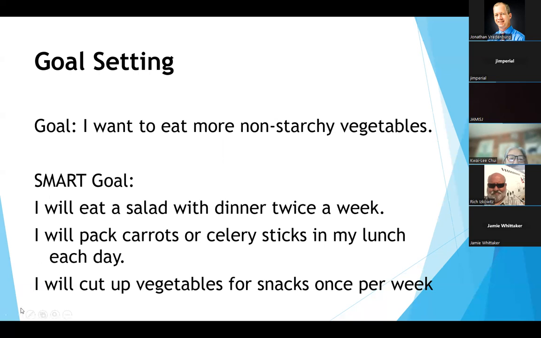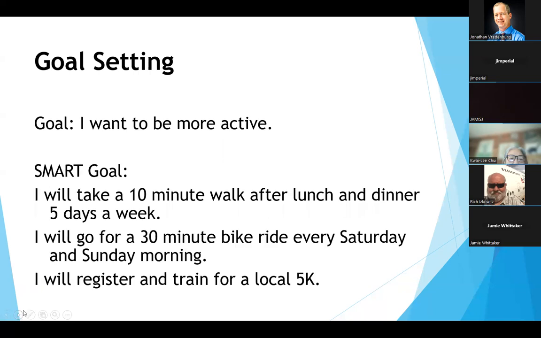for healthy goal setting. If we look at another one, I want to be more active. Okay, well, that's great. I'm not going to talk you out of that, but again, we need to make it more specific. So a 10-minute walk after lunch and dinner, 5 days a week, or a 30-minute bike ride every Saturday and Sunday morning, or I will register and train for a local 5K. So we're putting in action verbs here. I will do this, this is what I specifically want to do, and this is when I will do it. And when I look back at this goal, I'm going to tell myself, yeah, that was attainable.